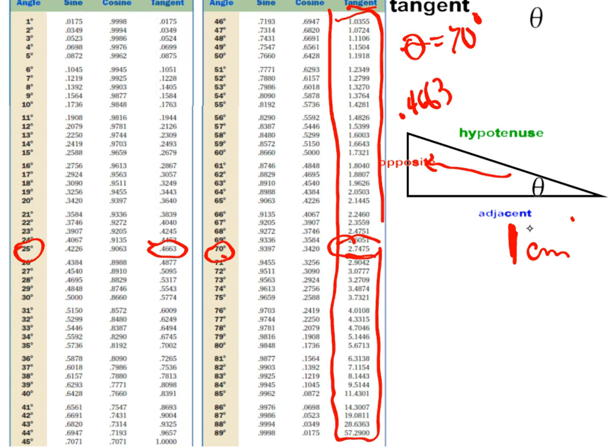And if this becomes 10, then the opposite becomes 10 times bigger, 4.663. And if the adjacent is 100 centimeters, then the opposite would be 46.63 centimeters. Doesn't matter how big the triangle is, if it has an angle of 25 degrees, there will always be the relationship of 0.4663 between the opposite and the adjacent.